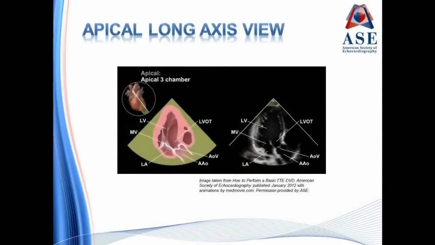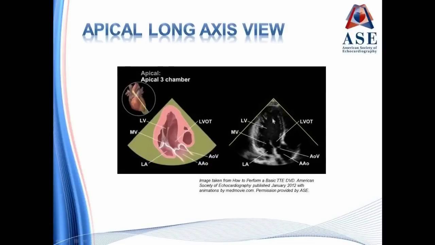Rotating the transducer further brings us to the apical long axis view. It's also called the apical three-chamber view, although apical long axis is preferred. This view is exactly the same as the parasternal long axis view. It's in the same plane, but the transducer is put at the apex here, while in the parasternal long axis view, the transducer is more over here.